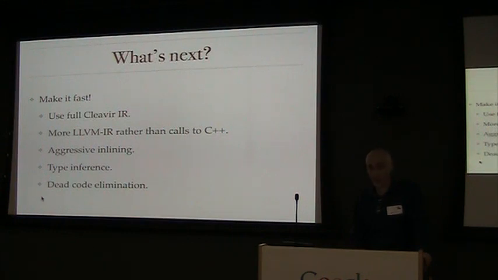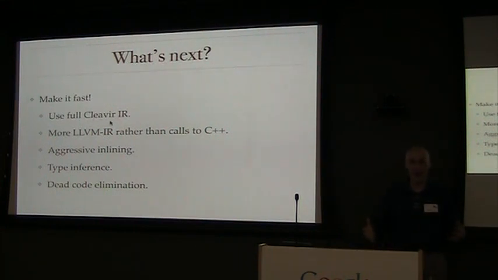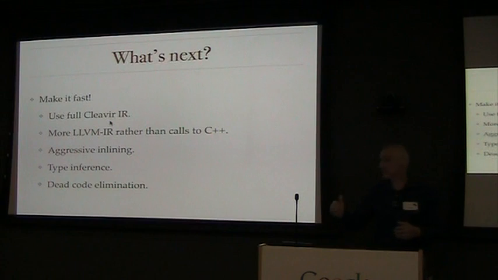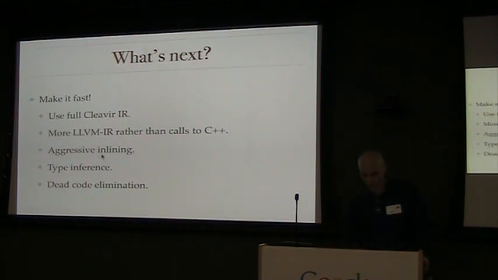That's where I contacted Robert and I said, can I please use your compiler? And spent this last year incorporating that and getting everything working. So now Cleaver is in there, and what I need to do is use full Cleaver IR. There's a lot of stuff in Cleaver that I'm not using yet. Now I've got inlining working, and when I get inlining working, I generate performant code. Robert is working on type inference right now that will make the code even faster.